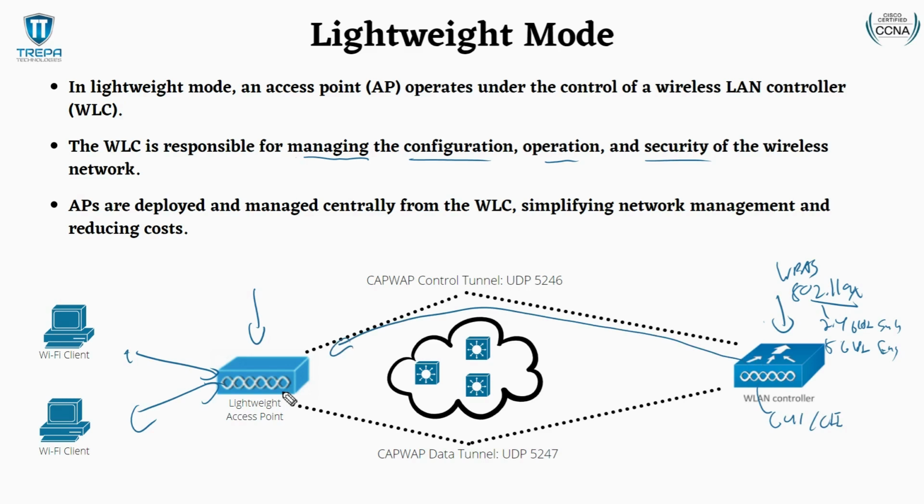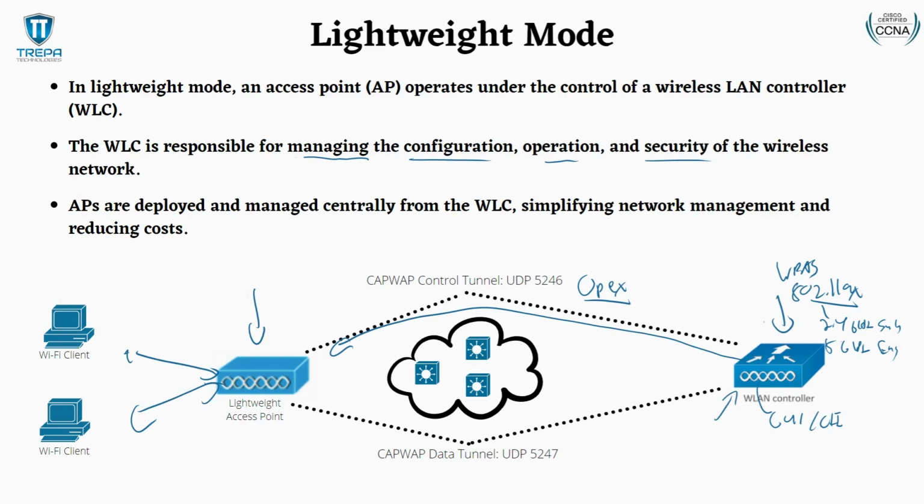So in lightweight mode, or in a lightweight architecture, all APs are deployed and managed centrally from the WLC, really simplifying the network management and thus reducing the cost when you have an expanded wireless network. Meaning that it cuts down on what's called OpEx, your operational expenditures, because now we don't have to worry about a couple or 3 wireless engineers managing 50 autonomous access points and doing the coordination themselves. You can do it all from one central location, and that is a WLC.